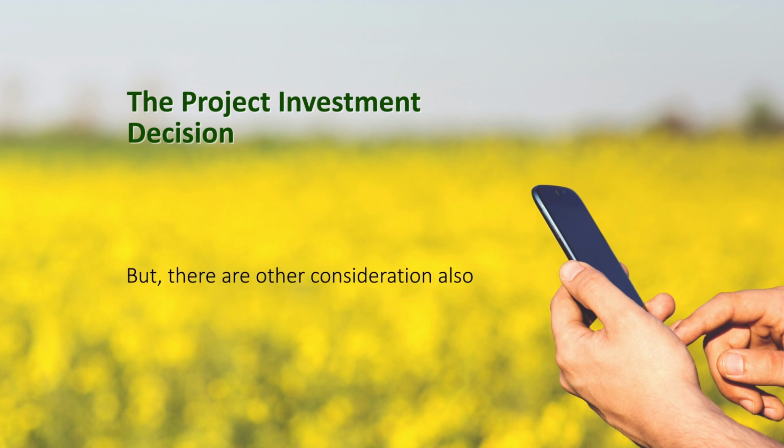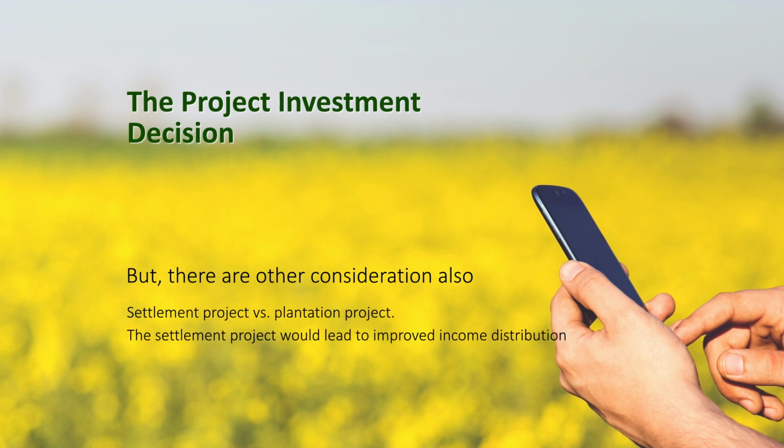But here there are also other important considerations while we prioritize the activities or projects. For example, the settlement project and the plantation project. These are two projects which are feasible in a particular region. But the settlement project would lead to improved income distribution. So there is an added advantage when we implement the settlement projects. It will improve the economy of that particular section and increase income, which is the target benefit of the settlement projects. So while prioritizing, not only the analytical methods, we need to keep other considerations also.